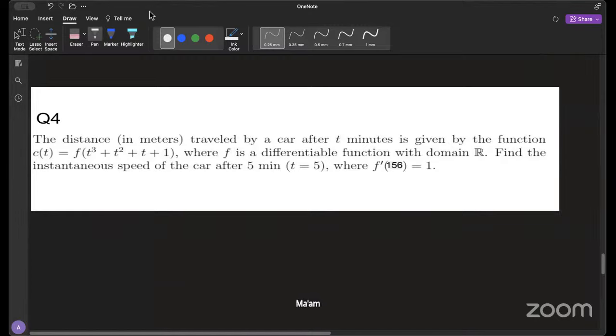Ma'am, I think 86. Yeah, it should be 86, ma'am. Yes, 86 meters per minute.